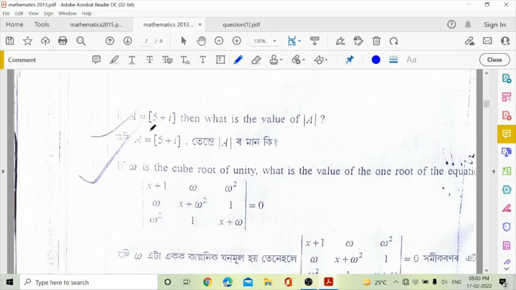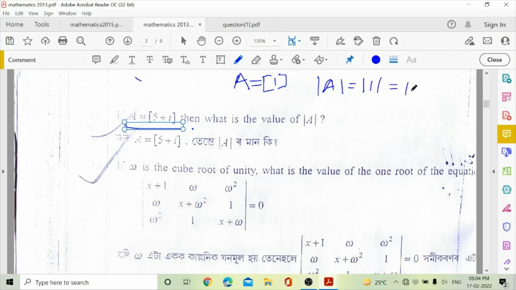A is given as a 1 by 1 matrix. Now you have to find out the determinant of A. So let us consider another example, then it will be easier for you. Suppose A is equal to matrix of 1. Then what is the determinant of A? Determinant of A is equal to determinant of 1, and determinant of 1 is equal to 1 always.